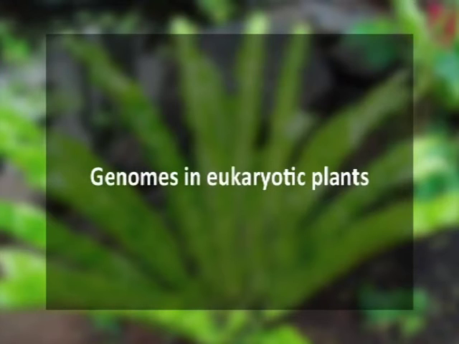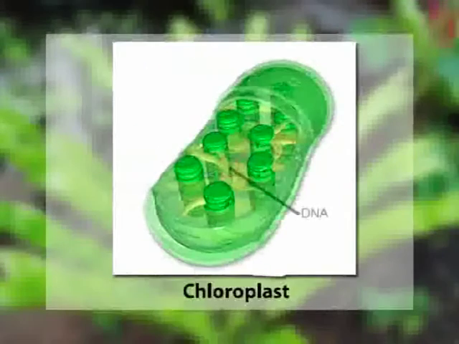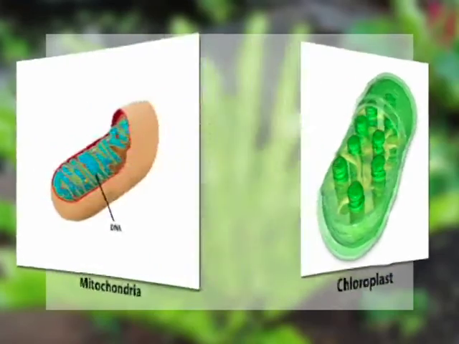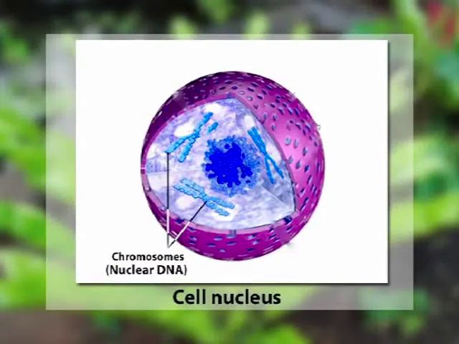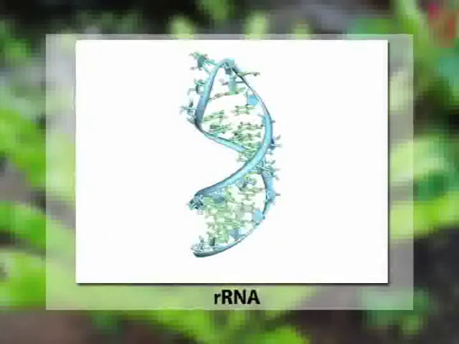There are three basic sources, that is genomes, in eukaryotic plants from which molecular data can be acquired. These include chloroplast DNA, mitochondrial DNA, and nuclear DNA. In addition to these, RNA is also used in taxonomic studies. Genome mapping also provides information relevant to plant taxonomy.